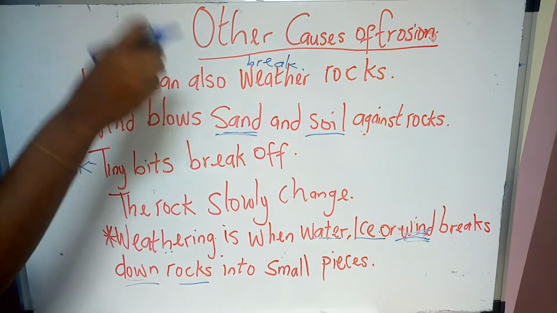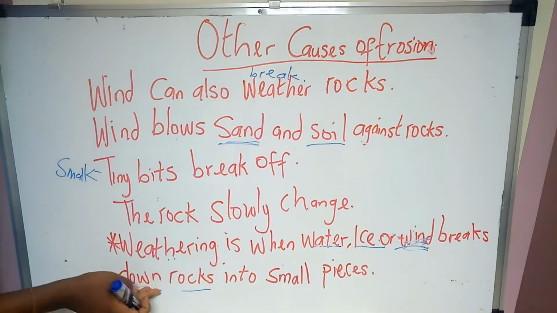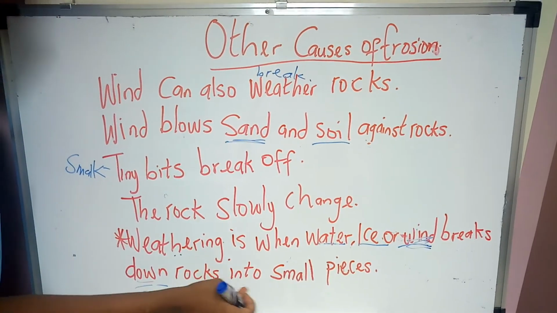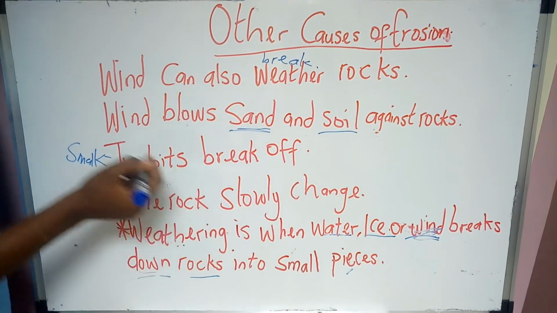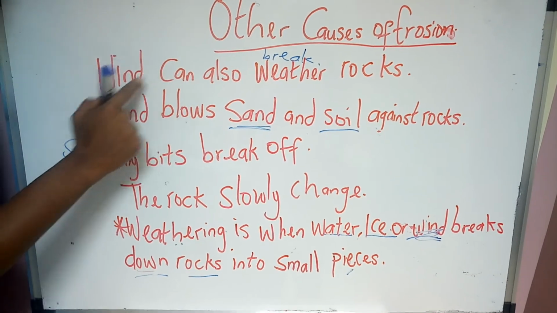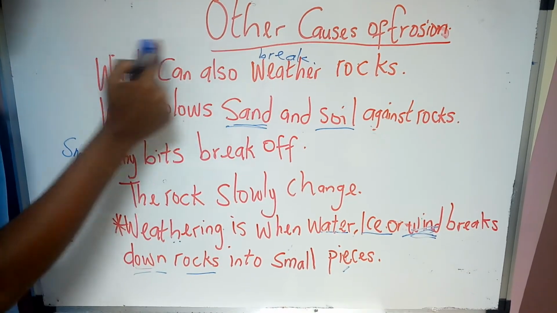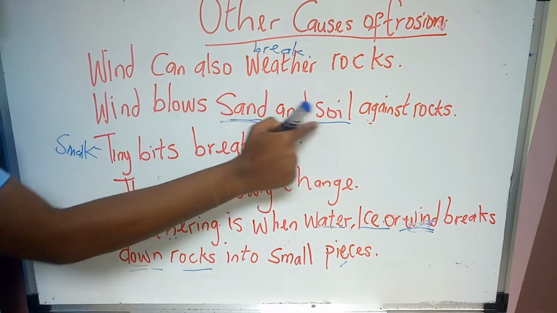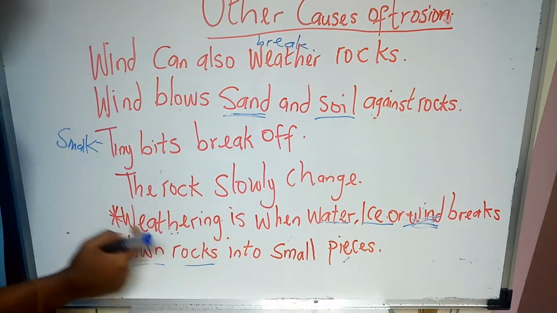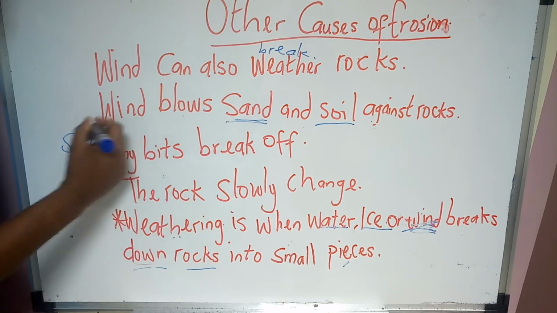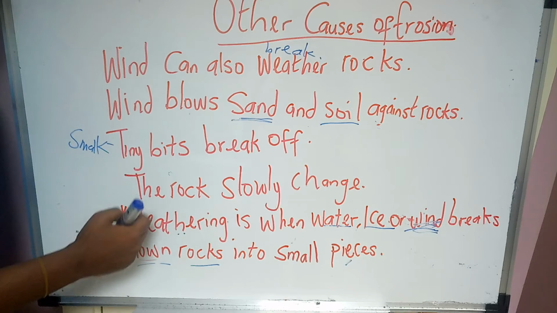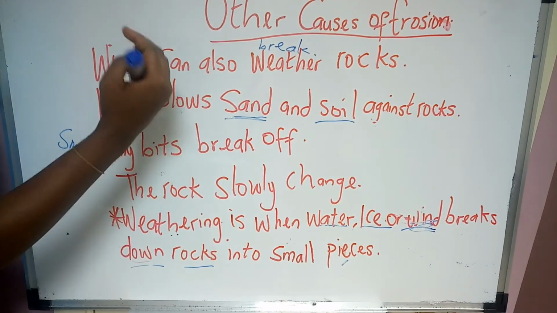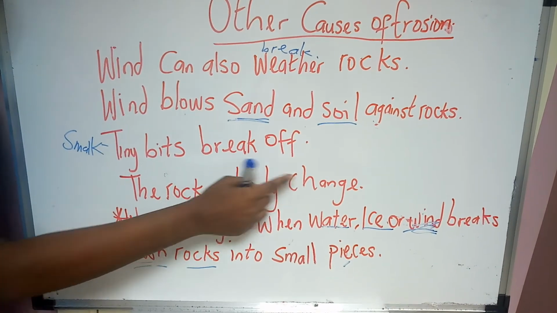Now let's come to the wind. How does the wind break rock into smaller pieces? I think you understand. Wind can also weather rock. Wind blows sand and soil against rock, then tiny bits break off, small and little. When the rock starts breaking little by little, the rock will start changing.